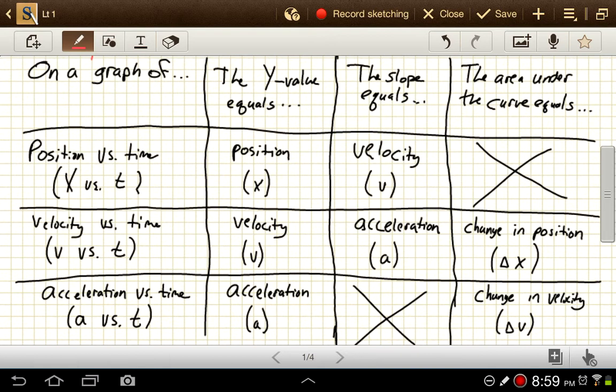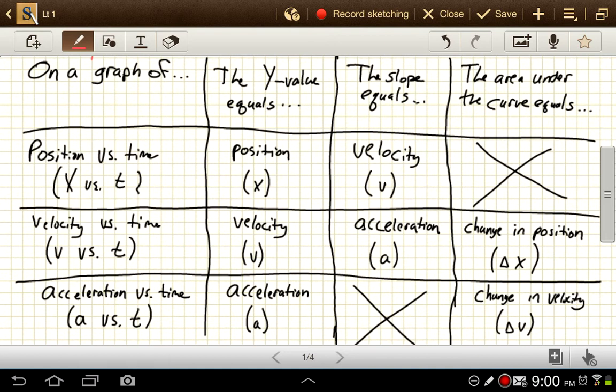And then acceleration versus time. The y value here is going to be acceleration. The slope would represent a quantity that we call jerk, but we aren't going to deal with that at this level. Once we get into problems with that, the math just gets too complex to do without some calculus and differential equations, things like that. So we're not going to do any situations where acceleration is changing.